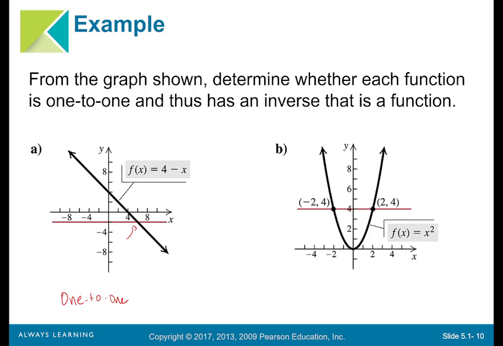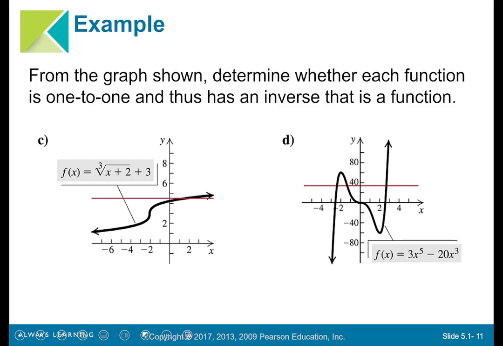Now, when we look at example B, you can see when I pull my horizontal line up along my graph, it is almost always crossing at two places. Here's a perfect example, (-2, 4) and (2, 4). So this one is not one-to-one. We have a couple more examples. Looking at this one, it's the cube root of x plus 2, plus 3. Holding our pencil horizontal, it doesn't touch the function anywhere but one at a time. So this one is, in fact, one-to-one.